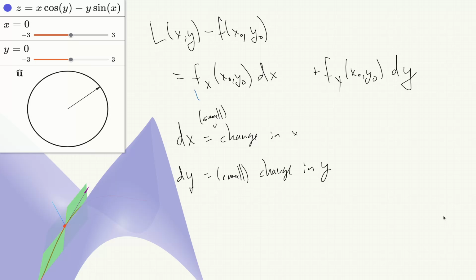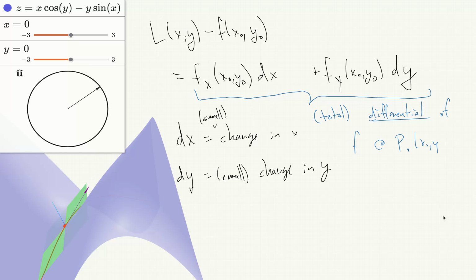And so this expression is called the total differential of f at the point p0, x0, y0. There's a fancier mathematical way of talking about what these dx and dy really mean, but in practice, you can just treat them as very small changes in the variable.